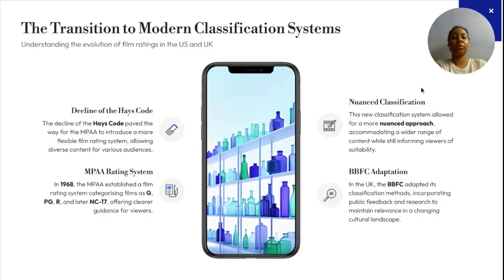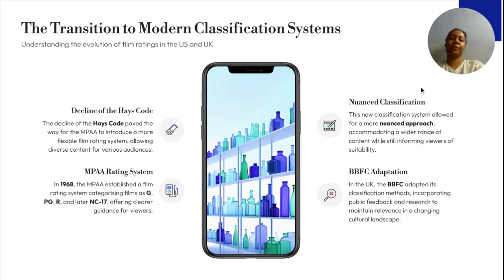Transitioning to modern classification systems. The Hays Code was in decline in 1966, and it paved the way for the MPAA to introduce a flexible film rating system, allowing diverse content for various audiences. So basically, it allowed audiences to watch films based on their age group.